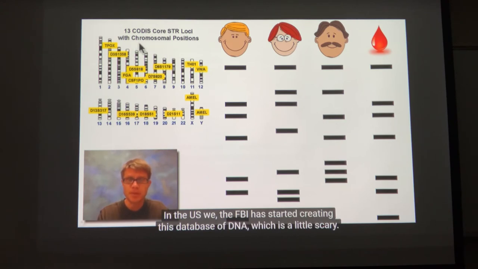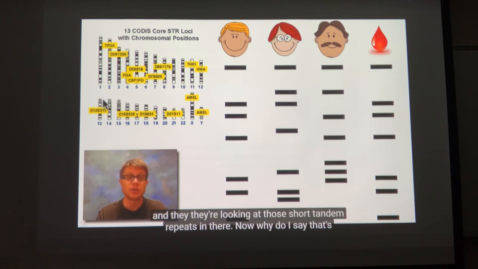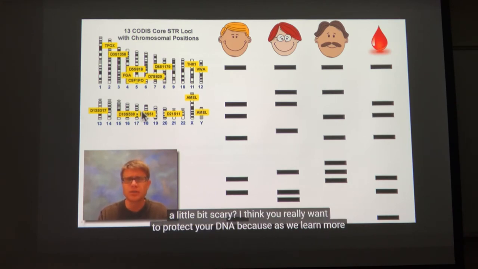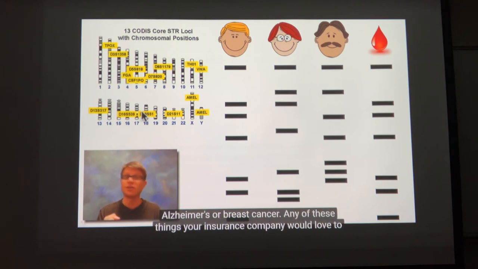In the U.S., the FBI has started creating this database of DNA, which is a little scary. And basically, what they use are 13 different areas within the chromosome or the genome, and then they're looking at those short tandem repeats in there. Now, why do I say that's a little bit scary? I think you really want to protect your DNA, because as we learn more and more about genetics, what's going to be found in your DNA? Well, predisposition to Alzheimer's or breast cancer, any of these things, which your insurance company would love to get hold of.